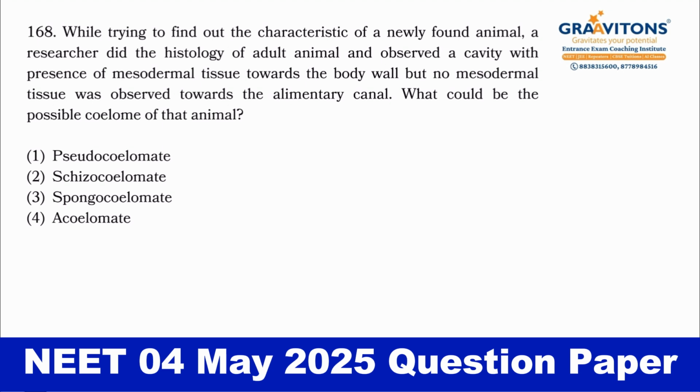Then question number 168: while trying to find out the characteristics of a newly found animal, a researcher did histological tissue studies of the adult animal and observed a cavity with the presence of mesodermal tissue towards the body wall, but no mesodermal tissue towards the alimentary canal. If mesodermal tissue is present in the alimentary canal region, it is a true coelomate. If not, it cannot be a true coelomate, but since mesoderm is observed towards the body wall, the organism is a pseudocoelomate.